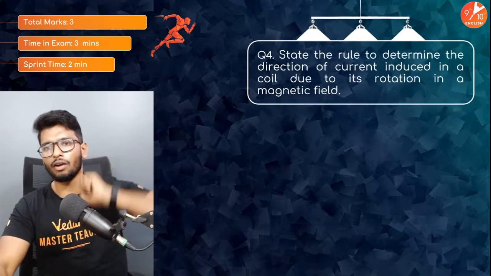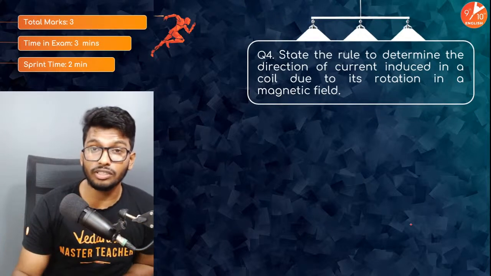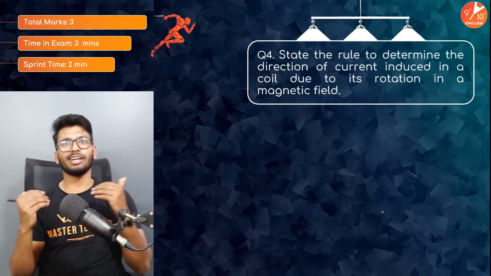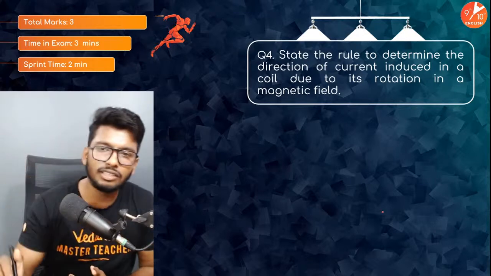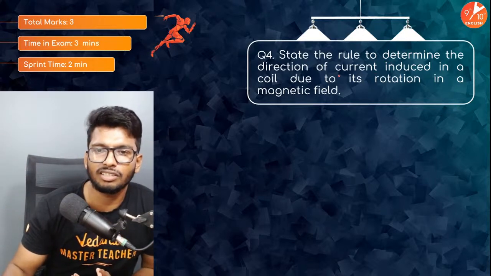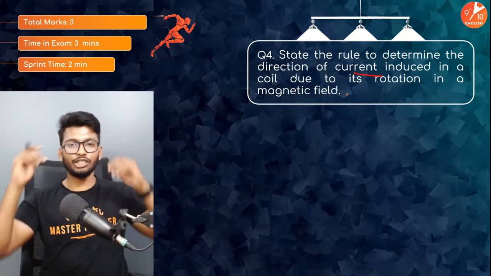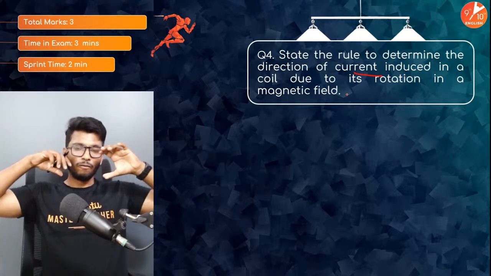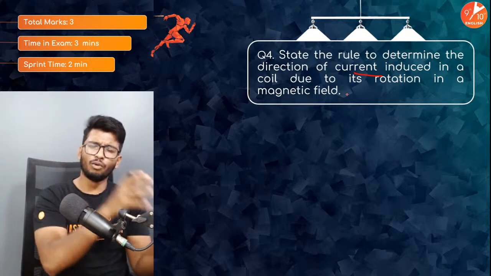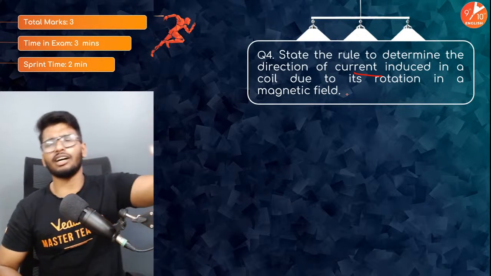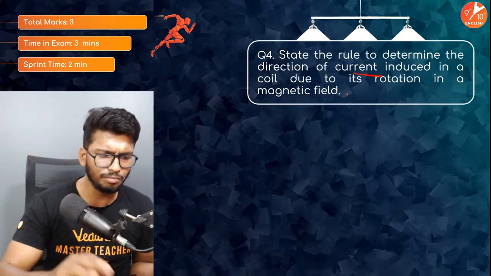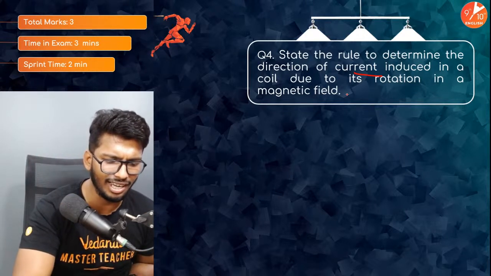Okay, let's go to the 3 markers. Enough talking. All right, 3 markers. First question, 3 minutes time in your exams. We'll try to do it in less than 2. The question is, state the rule to determine the direction of current induced in a coil due to its rotation in a magnetic field. So which rule would you use to find out the direction of the induced current in a coil? Very simple question, guys.